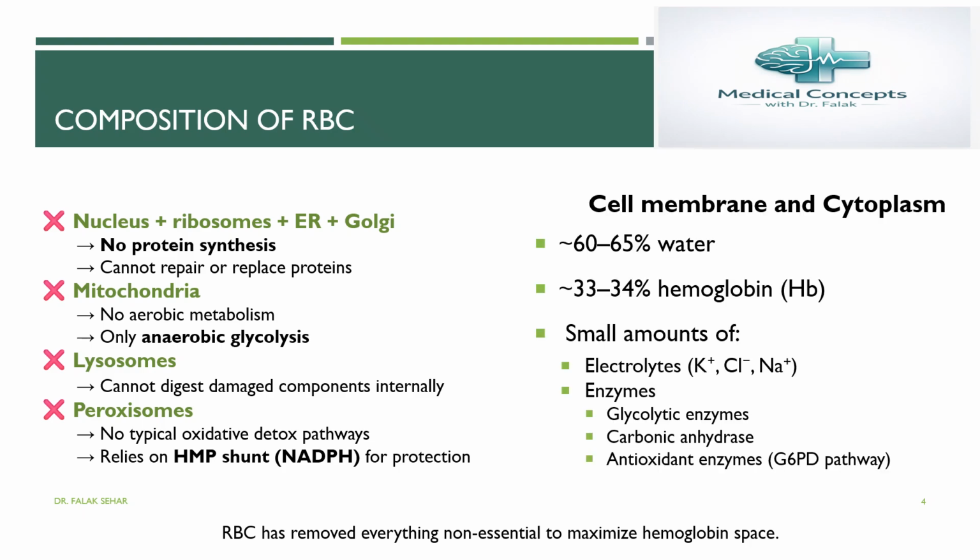Now coming to what is present. The cytoplasm is mainly composed of about 60 to 65% water and roughly one-third hemoglobin, which is essential for oxygen transport. Along with this, there are small amounts of electrolytes and important enzymes, including glycolytic enzymes, carbonic anhydrase, and other antioxidant systems like glucose-6-phosphate dehydrogenase pathway enzymes. So overall, the key concept is that the red blood cell has removed almost everything non-essential to maximize space for hemoglobin and optimize its function in gas transport.